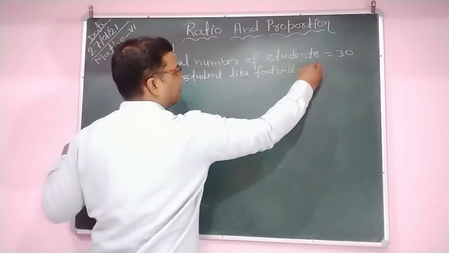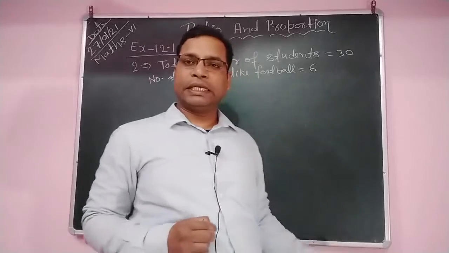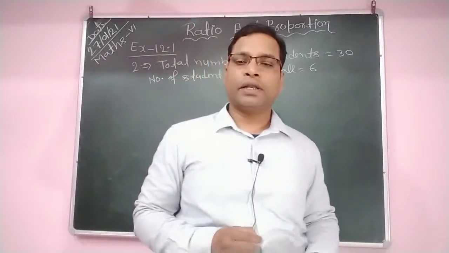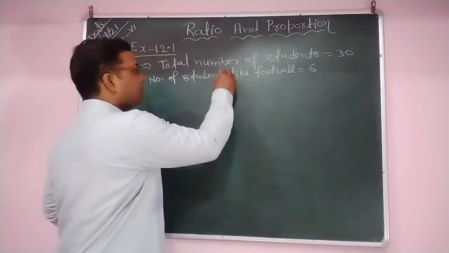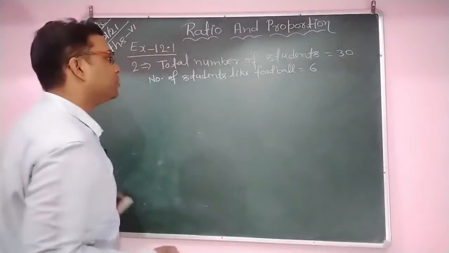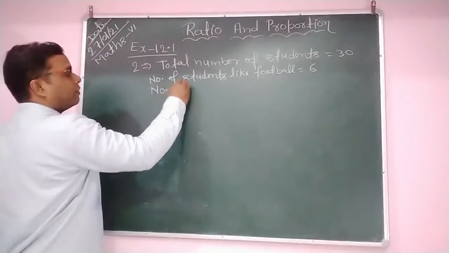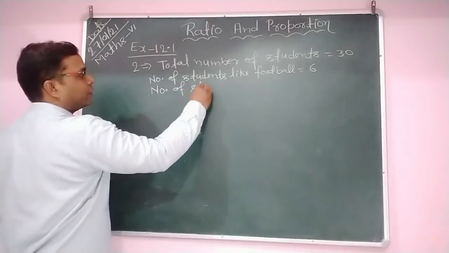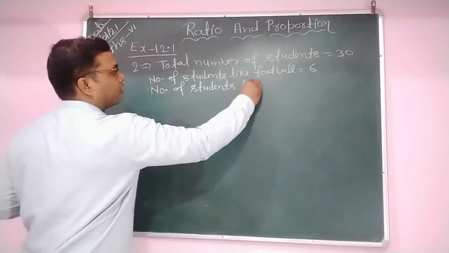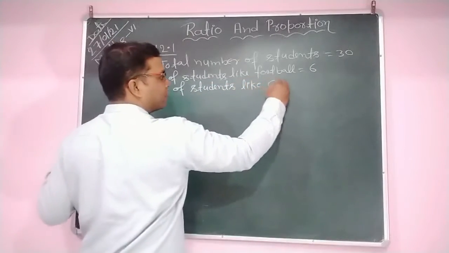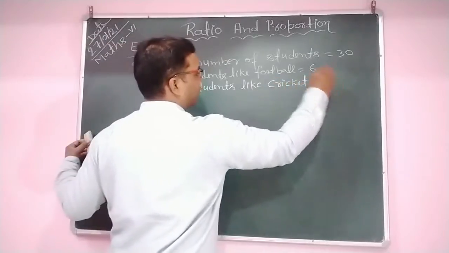This is given, 6. How many students like football? Given, 6 students like football. This is clear. Now after this, the number of students who like cricket is equal to 12.